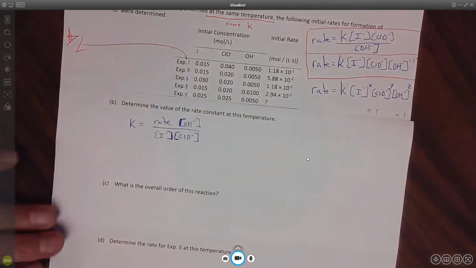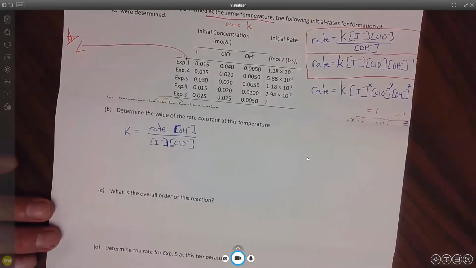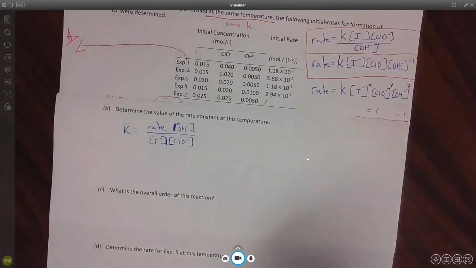Like that? Yeah. Okay, now what? Plug in the numbers for one experiment and then calculate. Okay, does it matter which one I use? No, not at all. Now, it does matter to me because I only have the solutions for experiment 1.